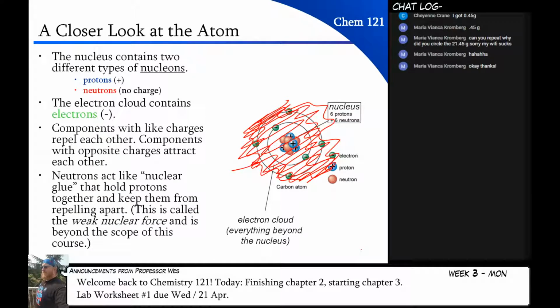I believe that there's a typo here. So this says weak nuclear force. This is actually the strong nuclear force. I'm pretty sure. I'll have to look that up.